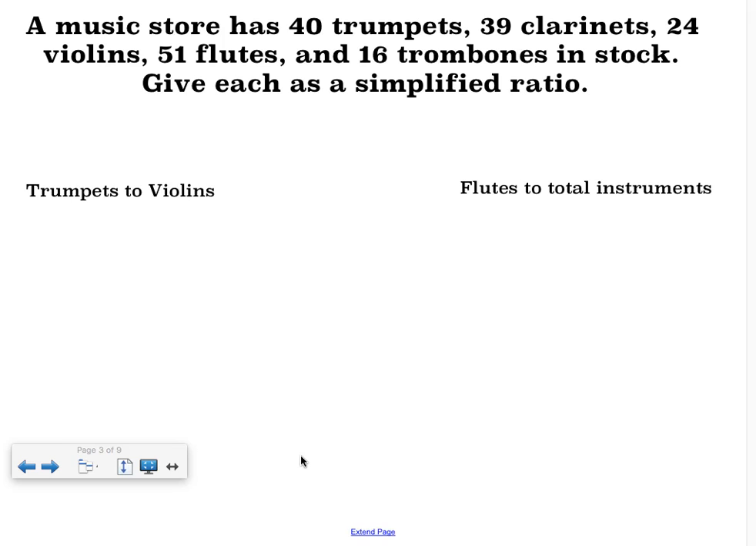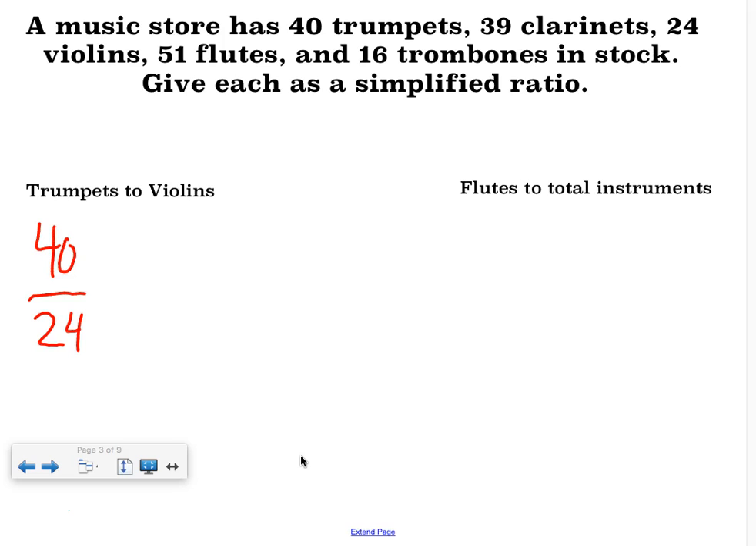So we have a little scenario here. A music store has 40 trumpets, 39 clarinets, 24 violins, 51 flutes, and 16 trombones in stock. Give each as a simplified ratio. So trumpets to violins. How many trumpets do we have? 40. And how many violins? 24. But then remember, we want this to be reduced.